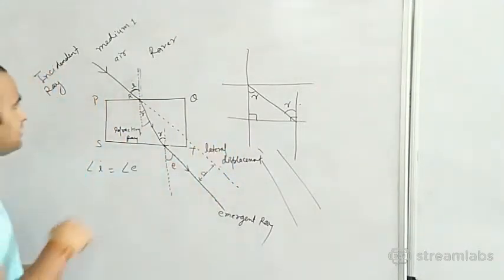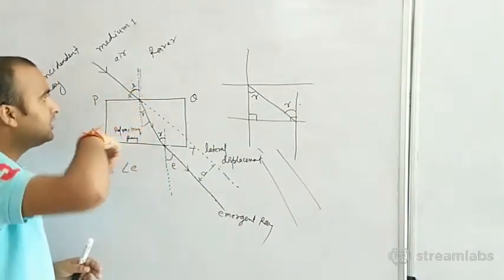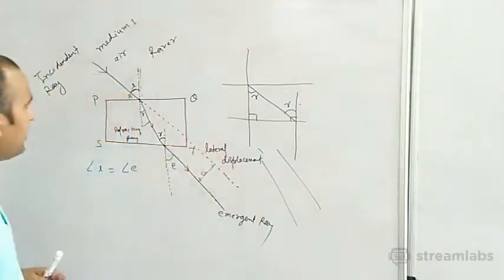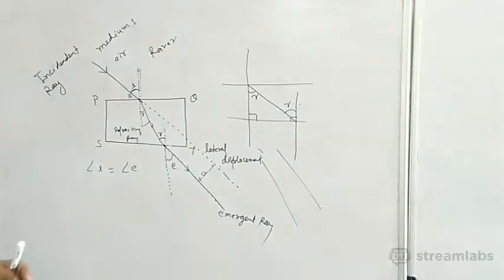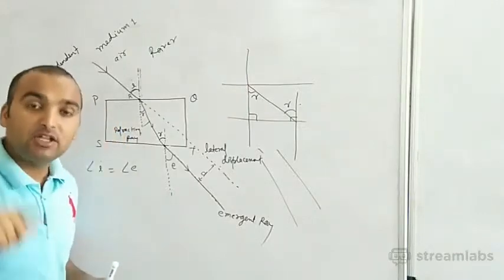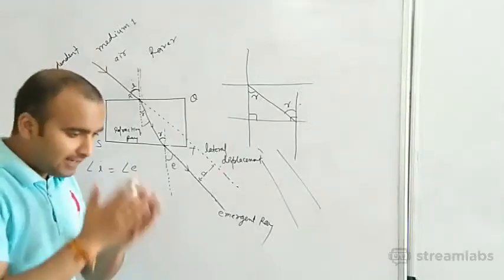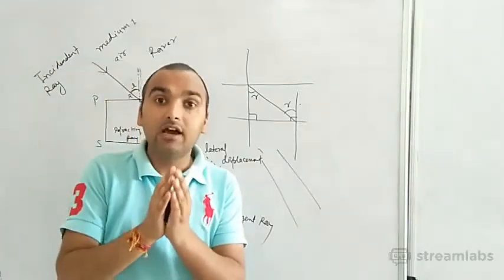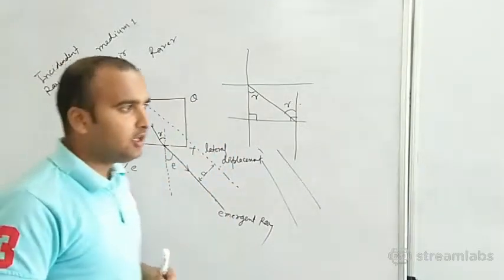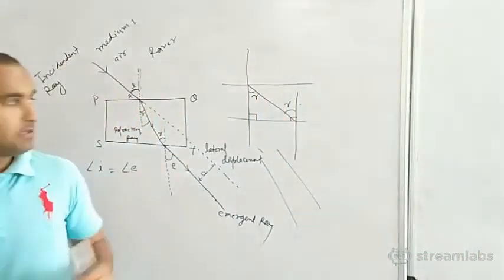And the second one is, if the angle of incidence is increasing, then the lateral displacement of the light also increases. And another factor which affects this lateral displacement is the refractive index of the medium. If the refractive index of the medium is more, then the lateral displacement is also more. It means there are three factors which affect the lateral displacement of this light.